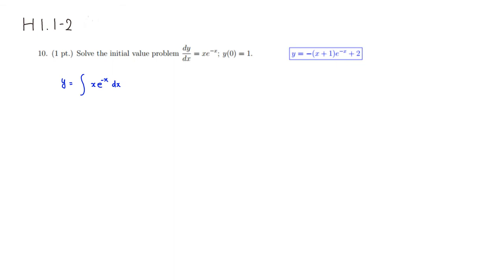So I'm going to call this one u, and e to the negative x dx, I'm going to call it dv. So I'm going to let u be x, and I'm going to let dv be e to the negative x dx.